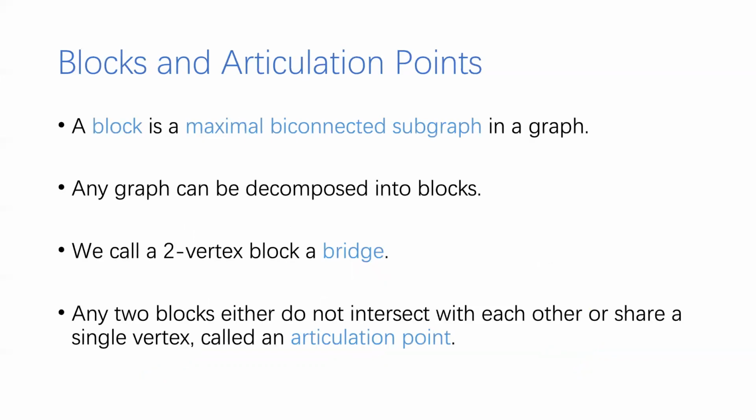Given a graph, a block is a maximal biconnected subgraph. Any graph can be decomposed into blocks, and if a block only has two vertices, we call this block a bridge. We note that any two blocks share at most one vertex, because otherwise, the union of them is a bigger biconnected subgraph. If two blocks do share a single vertex, we call this vertex an articulation point.